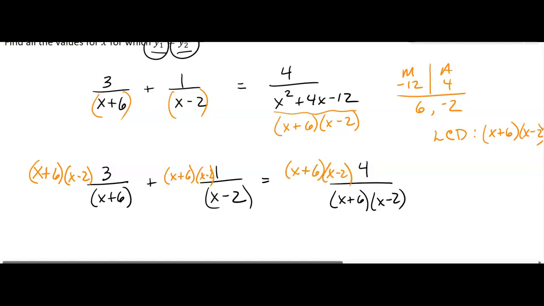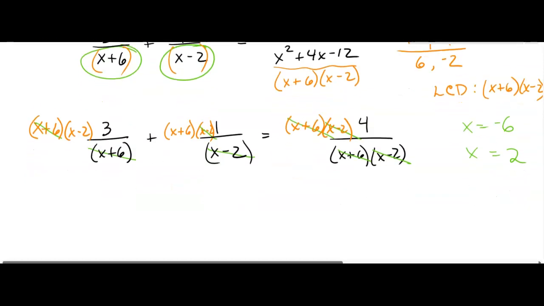Okay, now we get to do the canceling. This is where we get to get rid of the denominators. Before I cancel those denominators, I better say what x can't be. I always forget this part. So x can't be negative 6, because that would make it 0 in the denominator, and x can't be 2. So this time there are two things that x can't be. Let's see what happens. The x plus 6's cancel, and the x minus 2's cancel.